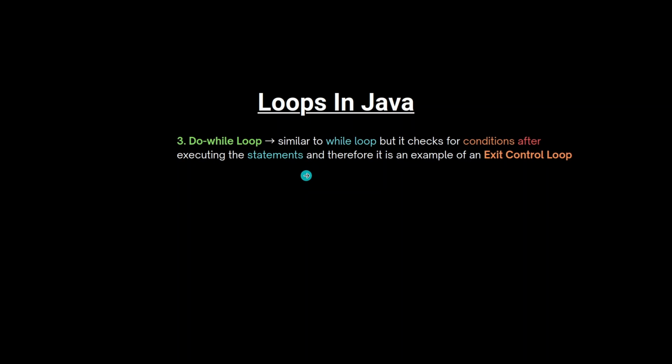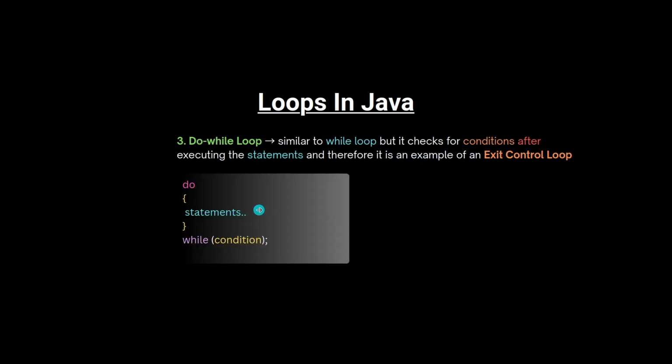Finally, we will take a look at do while loop, which is similar to a while loop, but it checks for the condition after executing the statements, and therefore it is an example of an exit control loop. Unlike for loop and while loop, which were entry control loops, this one is an exit control loop because it first executes the statement before checking the condition. This is the syntax of a do while loop. We start with the do keyword, then we put our statement here, and then the while condition here.